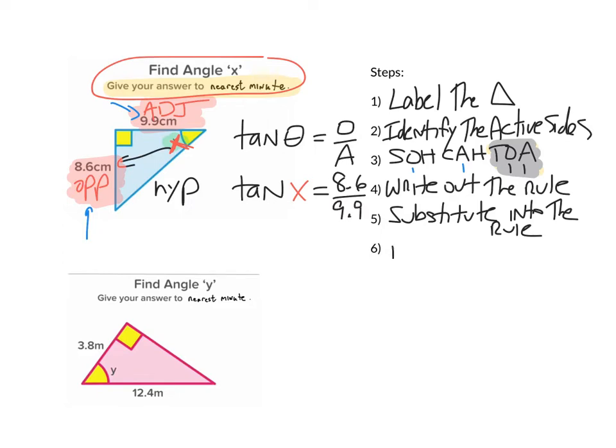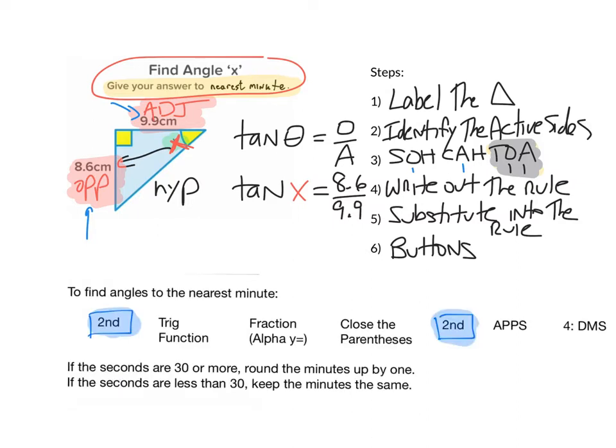The last step is going to be to push the buttons to get your right answer. Remember, when you're finding angles to the nearest minute, you have to go through this sequence of buttons. So I suggest you have them in your notes. You're going to press second, the trig function, the fraction, alpha y equals. You're going to close the parentheses, then second, apps, and DMS.